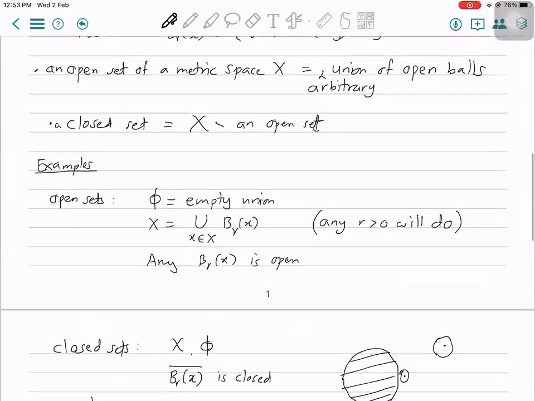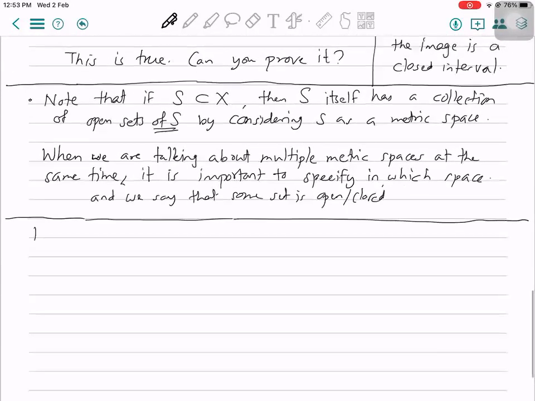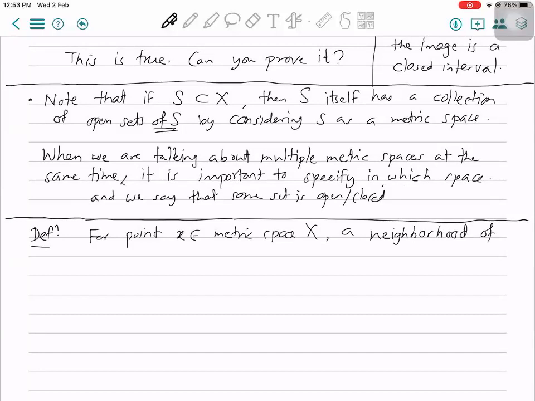Further definitions. For a point x in a metric space X, a neighborhood, let me not be lazy and write the full word at least once, a neighborhood of x is a set N such that x is contained in an open set which is contained in N.